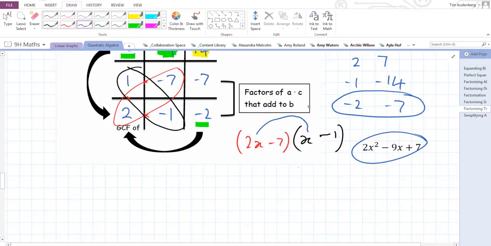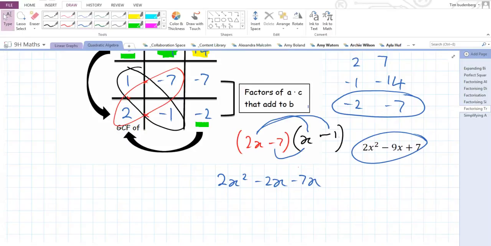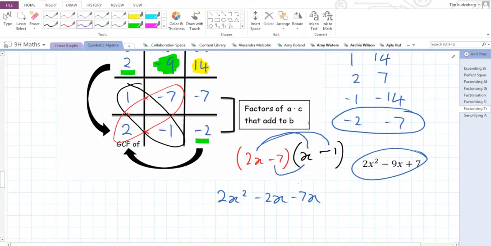So 2x times x is 2x squared. 2x times negative 1 is negative 2x. Negative 7 times x is negative 7x. Then negative 7 times negative 1 is positive 7. We look for like terms. They're in the middle. Then we have 2x squared minus 9x plus 7. And that's exactly what we had above. So what we've done is factorize it successfully.